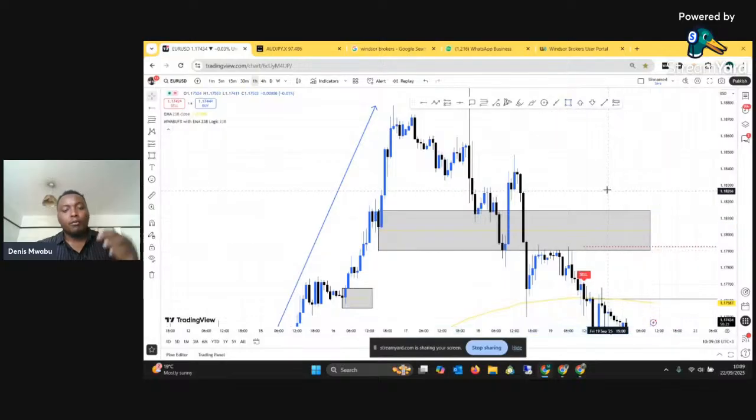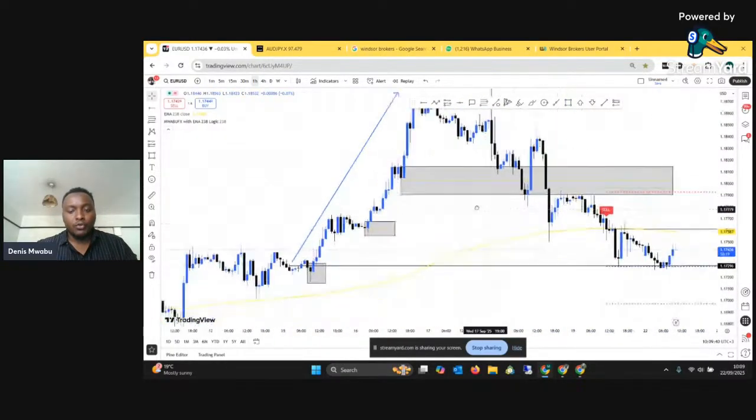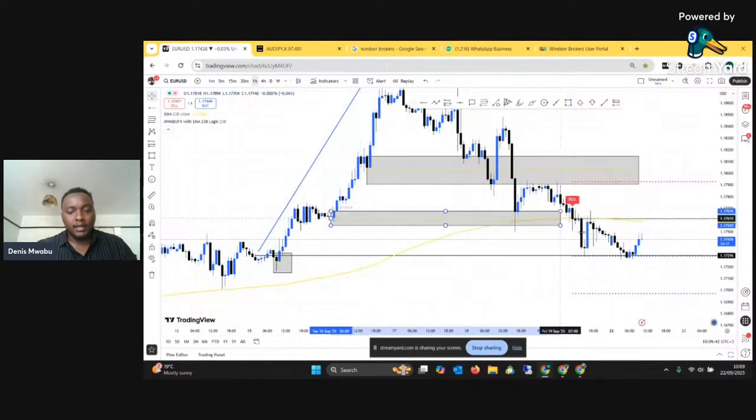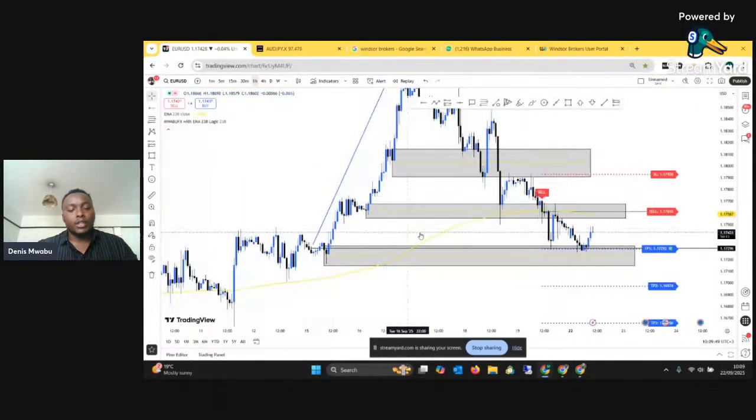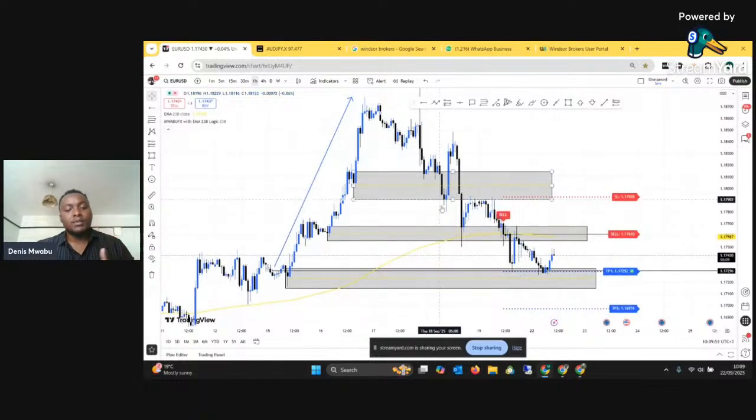So for me, if I draw those zones like that, I will extend them. Now what I usually wait for is, if price comes and taps these particular zones, I'll be waiting for a candle confirmation. That is how I usually do this.